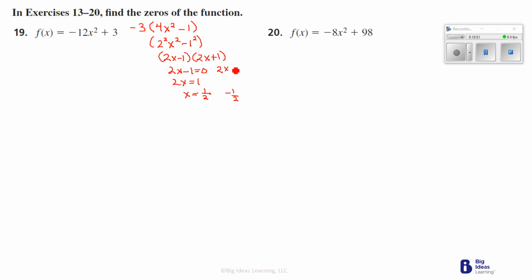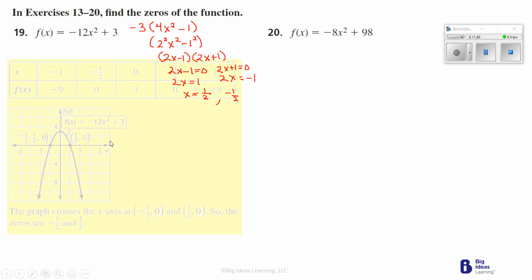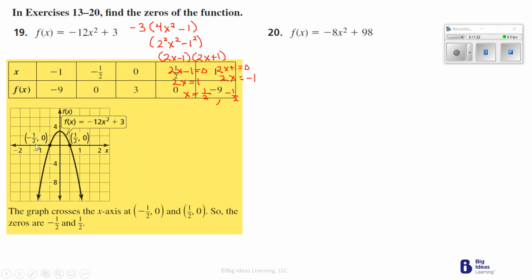2x plus 1 equals 0. When I move 1 to the other side, it'd be 2x equals negative 1. When I divide by 2, that's why I get negative 1/2. So my zeros are going to be at 1/2 and 0, and negative 1/2 and 0. There we are, negative 1/2 and 0 and 1/2 and 0.